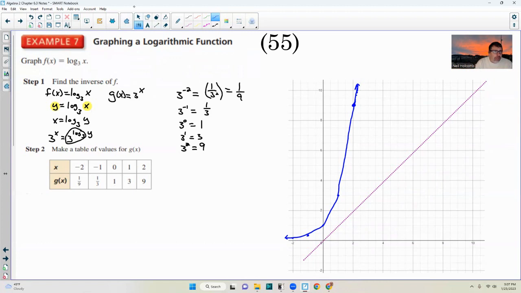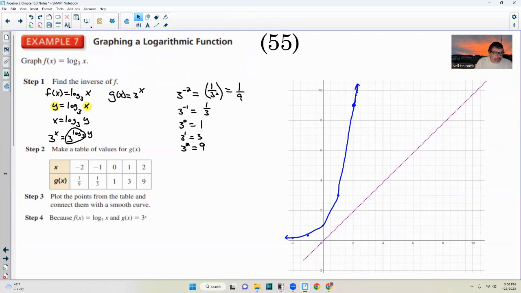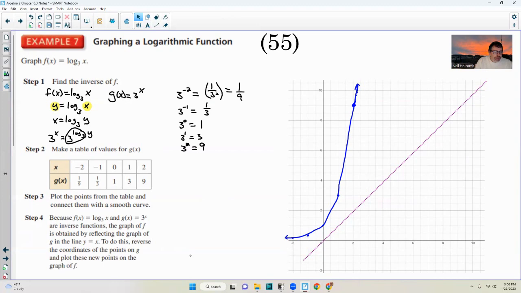Okay, so what's the next step? Well, step 4 says to plot the points from the table, which I've done, or that was step 3. Connect them with a smooth curve. I've done that. And now step 4: because f of x equals log base 3 of x, our original, and g of x is 3 to the x, right here, and they're inverse functions, then the graph of f is obtained by reflecting the graph of g in the line y equals x. So I've graphed that. To do this, you reverse the coordinates of the points on g and plot these new points on the graph of f.